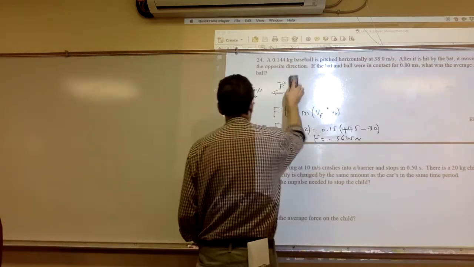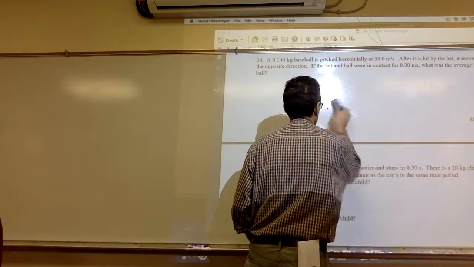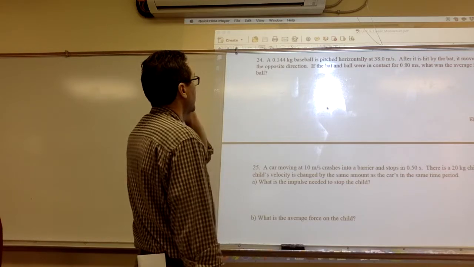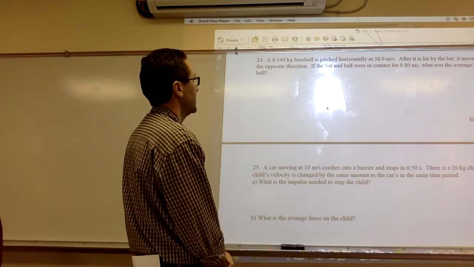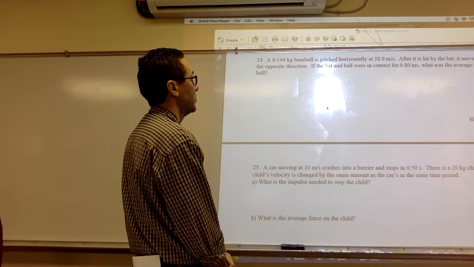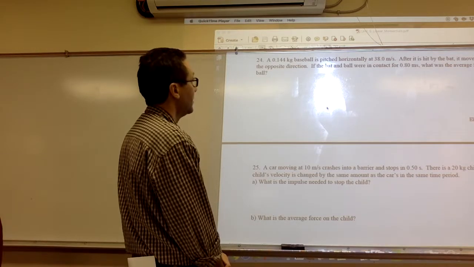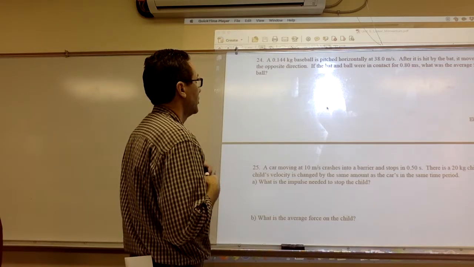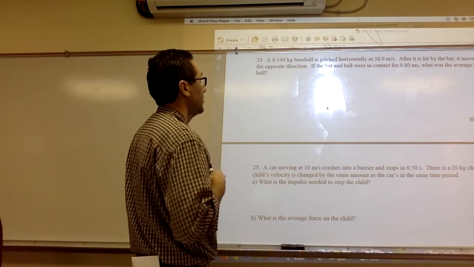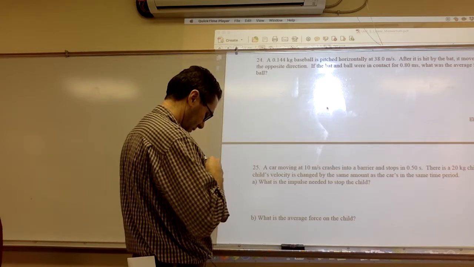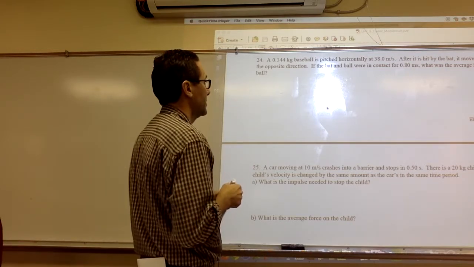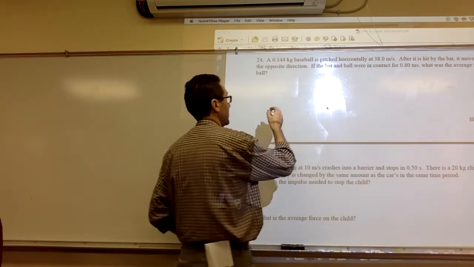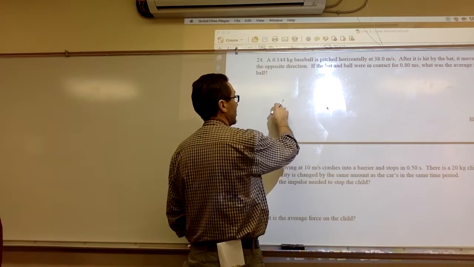24. A 0.144 kilogram baseball is pitched horizontally at 38 meters per second. After it's hit by the bat, it moves at the same speed but in the opposite direction. It's similar to the previous one. If the bat and the ball were in contact for 180 milliseconds, you have to be careful with that. So you have to divide that number by 1,000 to get your seconds. What was the average force exerted on the ball?